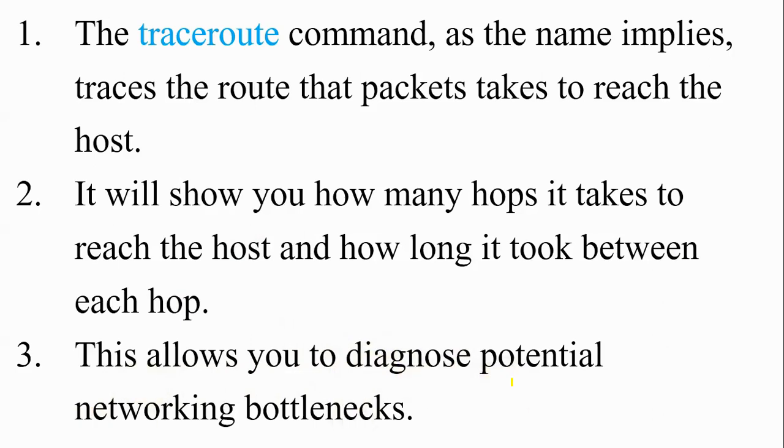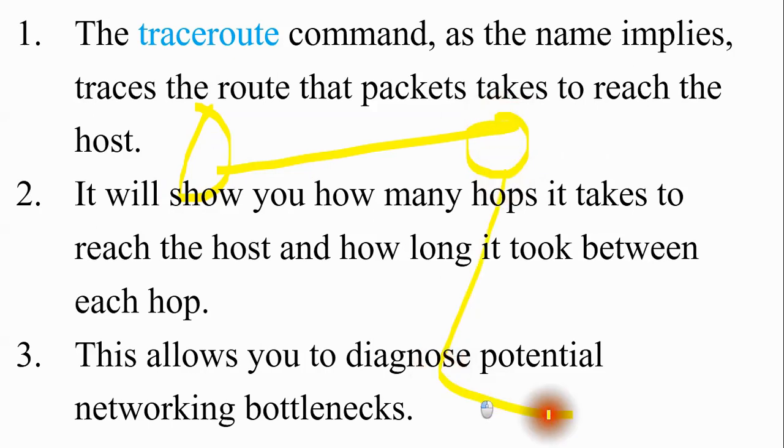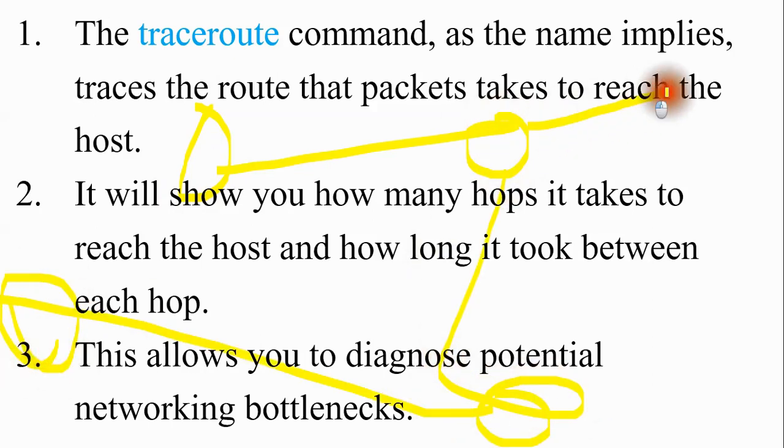So for example, you have one router here, one router here, one router here, and one router here. PC1 is here, and if you want to send any packet to PC2 and it is not being delivered, you can run this command and check where it is dropping. This is the traceroute command.